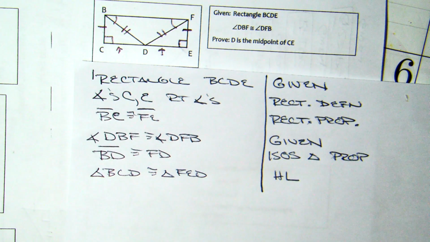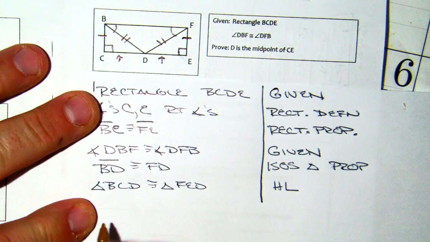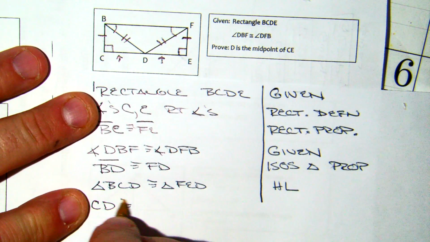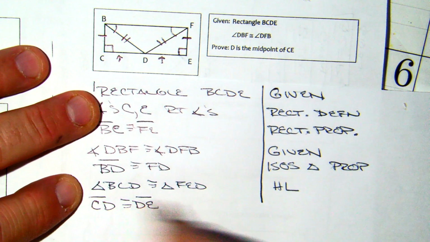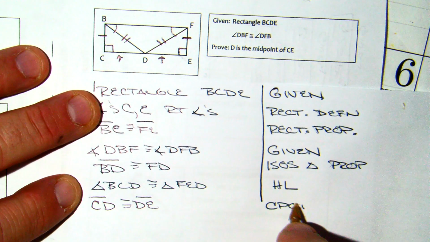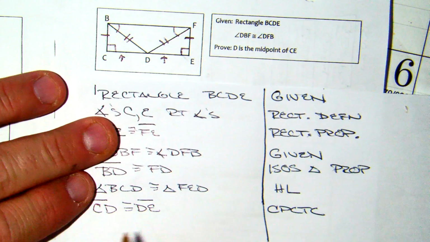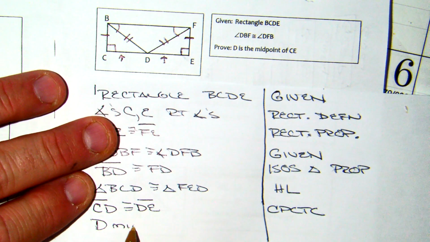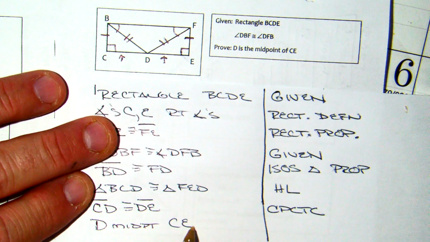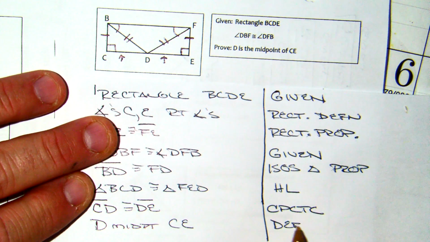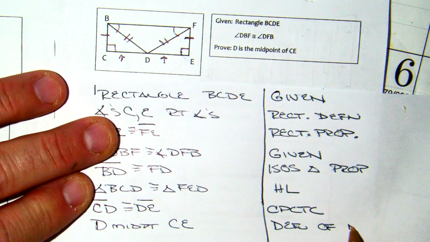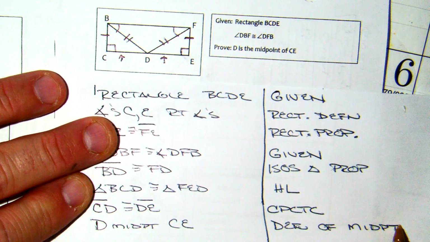All right. We said that to make D the midpoint, we'd have to say CD is congruent to DE by what five magic letters? CPCTC. And that leaves us with D as the midpoint of CE. Definition of what? Midpoint. So we are on our way. Definition of midpoint.